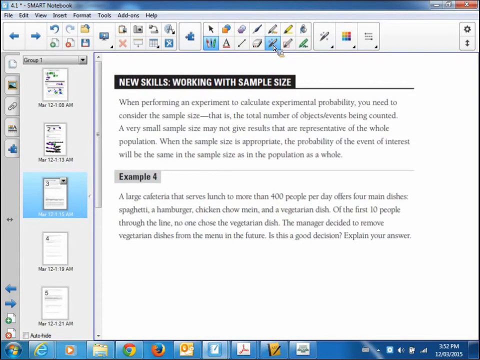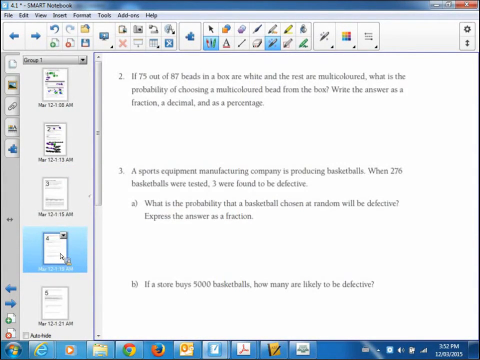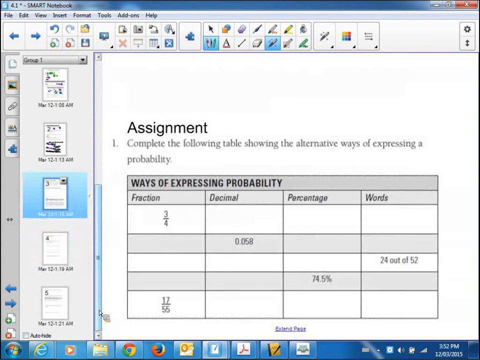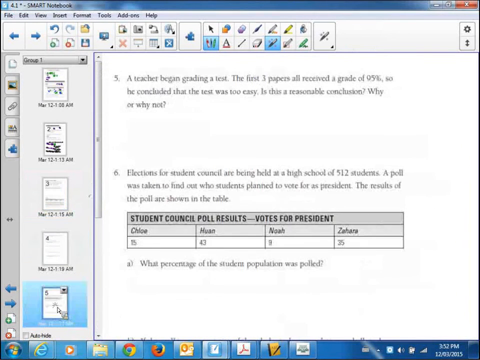Okay, from there, I think you guys should be able to do the rest of the assignment here. Some more fractions, decimals, percentages, words, some word problems to try. I think you're set.